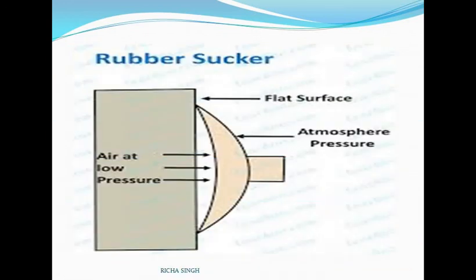You can see a clearer science related to the rubber sucker. Now this is the rubber sucker. This is the flat surface on which it is getting stuck, and it is not flat, it is round in nature. So what will happen? Air is at low pressure here, and here the atmospheric pressure is acting on it, due to which it is going to stick on the flat surface.